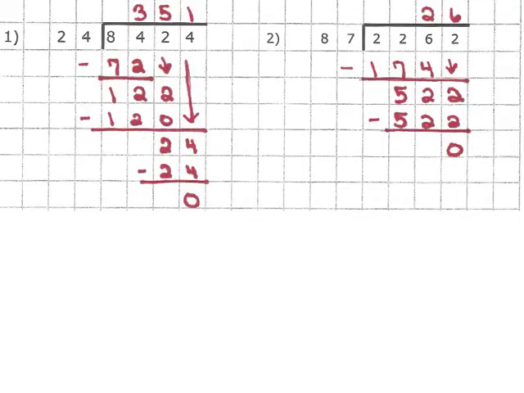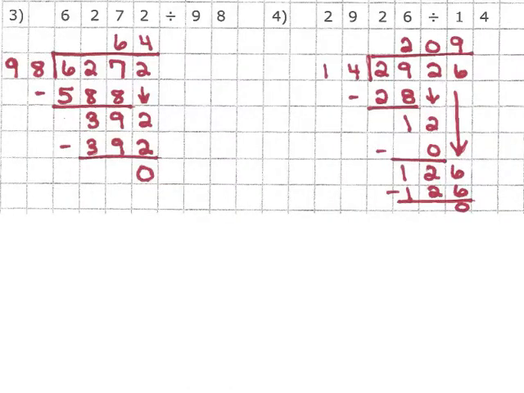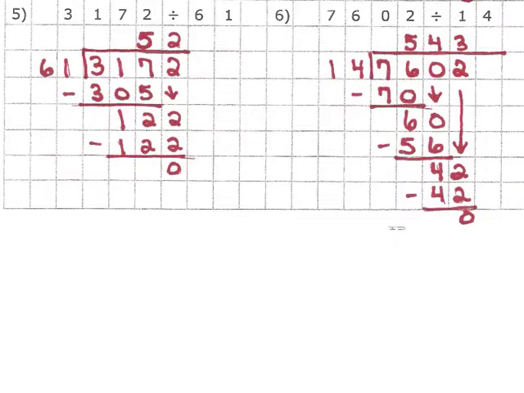Let's begin today's lesson by reviewing your homework. The answer to number 1 is 351. The answer to number 2 is 26. The answer to number 3 is 64. The answer to number 4 is 209. The answer to number 5 is 52. The answer to number 6 is 543.